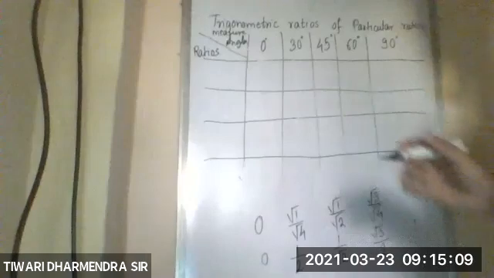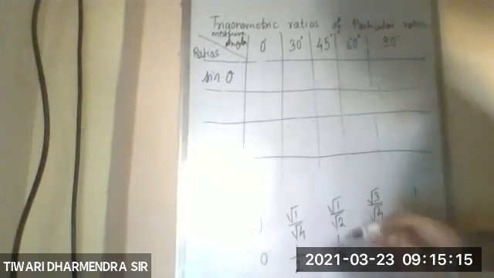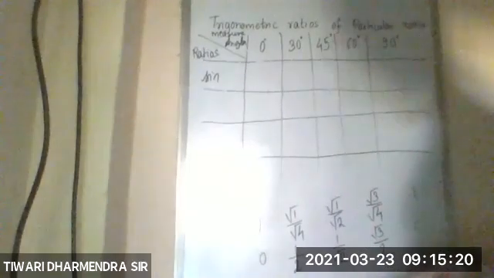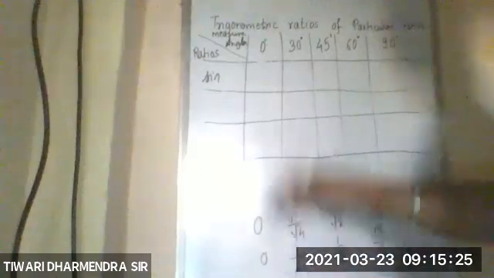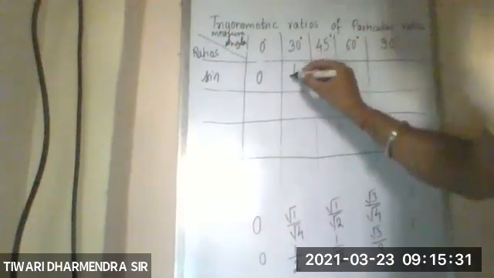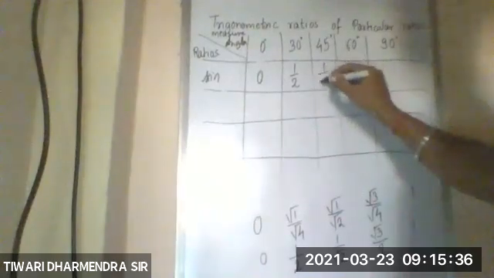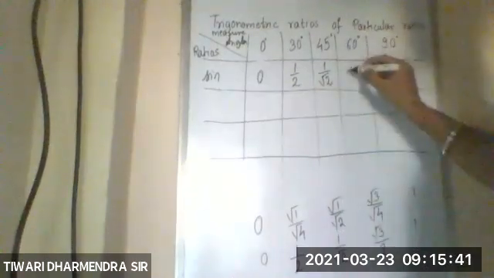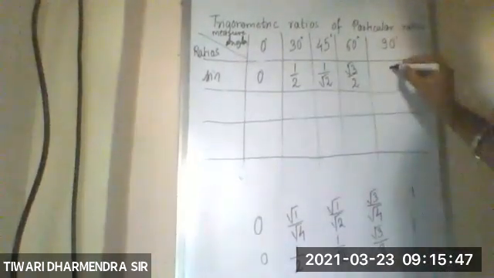Okay. So for sine theta, don't write theta, theta is understood. Sine of 0, you have to write this first value, whatever we have derived. Sine of 0 is 0. Sine of 30 degree, write second value, that is half. Sine of 45 degrees, 1 upon root 2. Sine of 60 degree, root 3 by 2. And sine of 90 degree is 1.